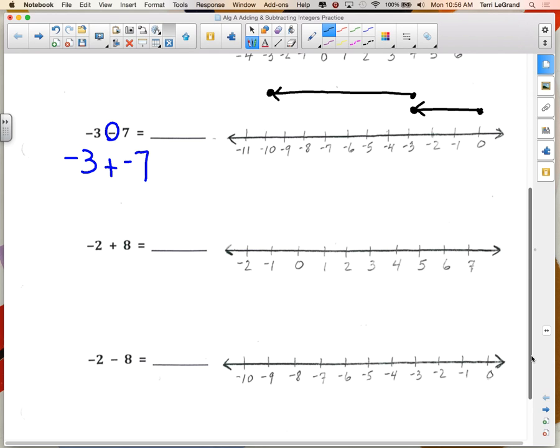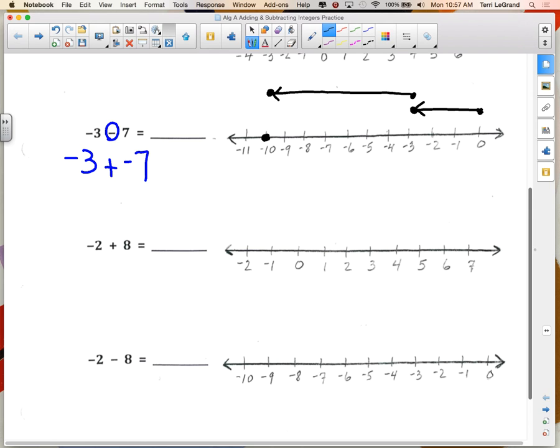Okay, how about that next one? -2 plus, let me put a point on our number line there. Okay. -2 plus 8. Do we need to change that to an add the opposite problem? Why not? It's already addition. Don't mess with it. Leave it alone. It's already addition. Now, if we are not going to do this on the number line, tell me what would we do? Don't even do the number line.